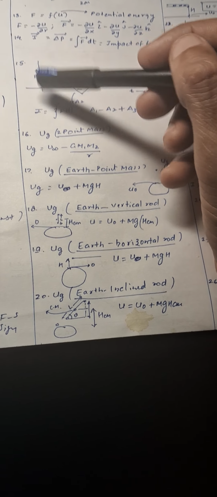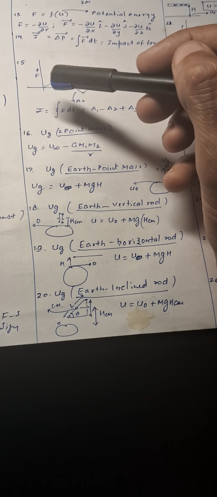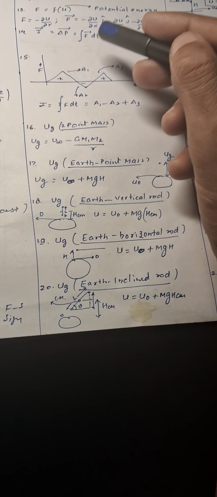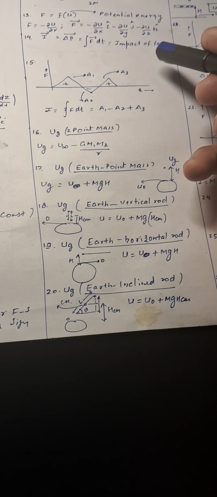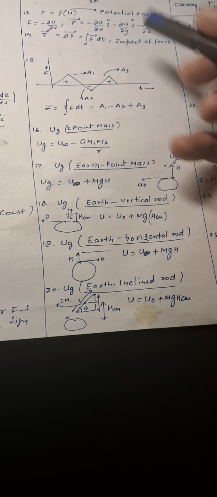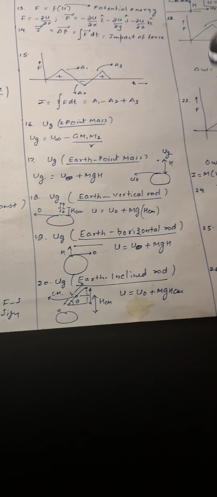Then the next physical quantity that we are going to discuss is impulse. Impulse is basically the change in momentum, which is given by the integration of F dt, and it is also called the impact of force. So this is how we can find impulse: change in momentum, integration of F dt, and the area under the F-t graph with proper sign.